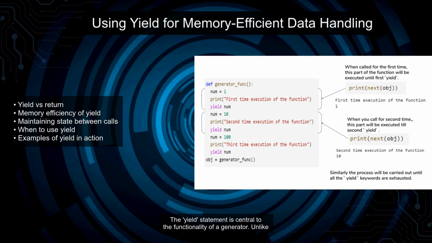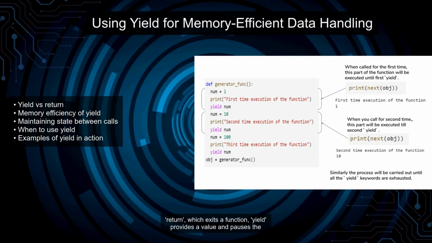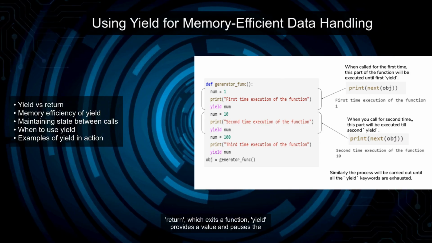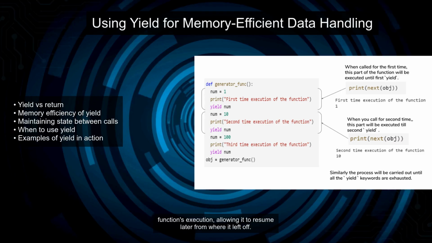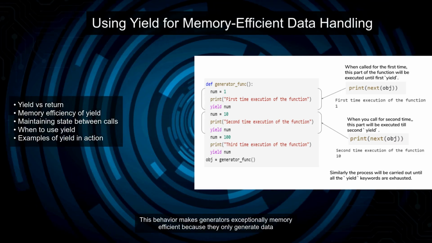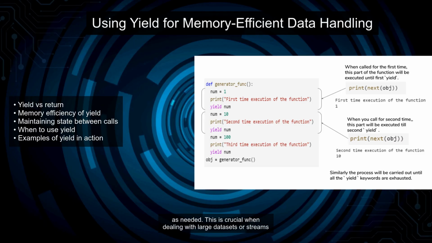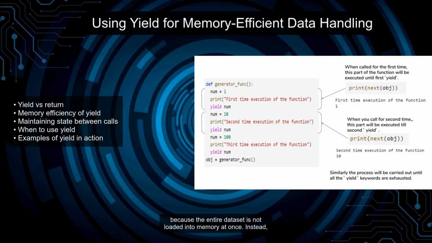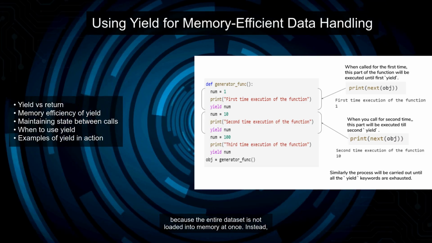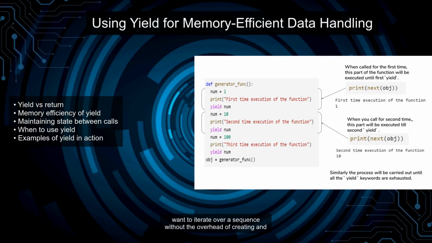The yield statement is central to the functionality of a generator. Unlike return, which exits a function, yield provides a value and pauses the function's execution, allowing it to resume later from where it left off. This behavior makes generators exceptionally memory efficient because they only generate data as needed. This is crucial when dealing with large datasets or streams because the entire dataset is not loaded into memory at once. Instead, data is processed one item at a time.